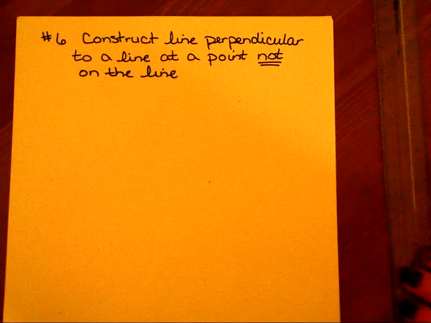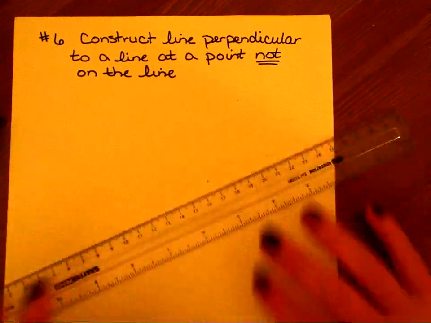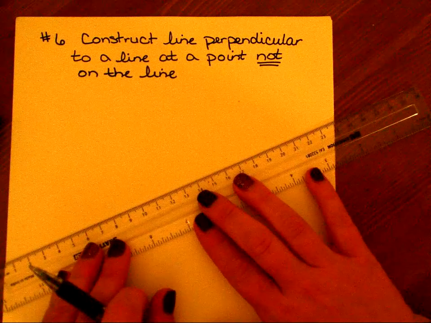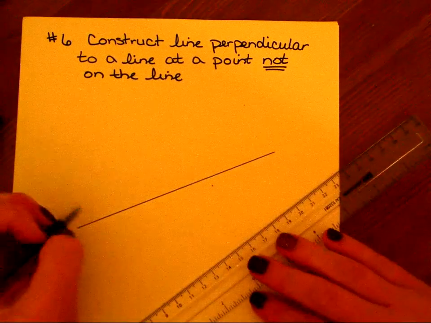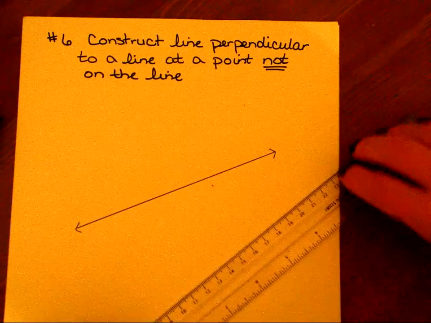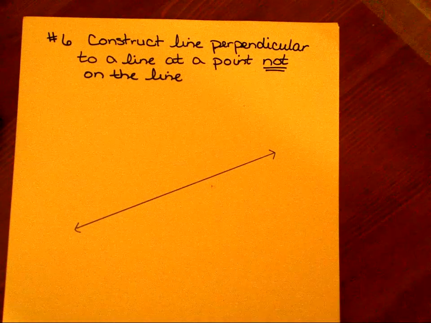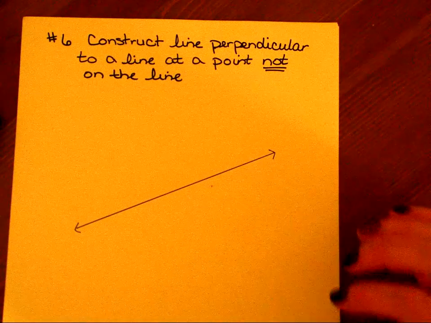So our first job is to again draw our original line. It does not have to be vertical or horizontal. In fact, I'm going to draw mine at a slight angle just to make it a little bit more interesting. Okay, again, the line signifies we need some arrows there on either end. And this time we're going to be constructing the perpendicular line to a point not on the line.